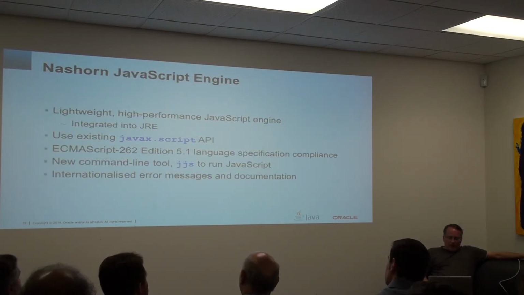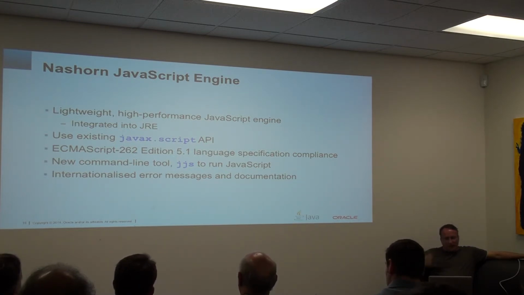All right, Nashorn JavaScript Engine. Anyone play with Nashorn at all? Okay, I have some pretty cool examples I'll show you here real quick. The Nashorn JavaScript Engine is basically a JavaScript engine that replaces Rhino in earlier versions, and it's a lot faster. It uses Invoke Dynamic, as well as some additional optimizations that make it faster than Rhino.